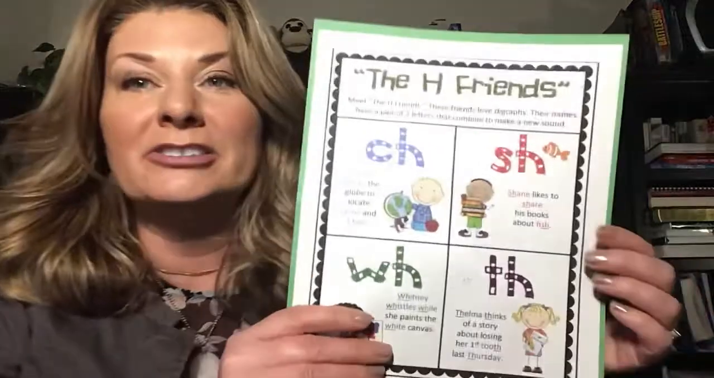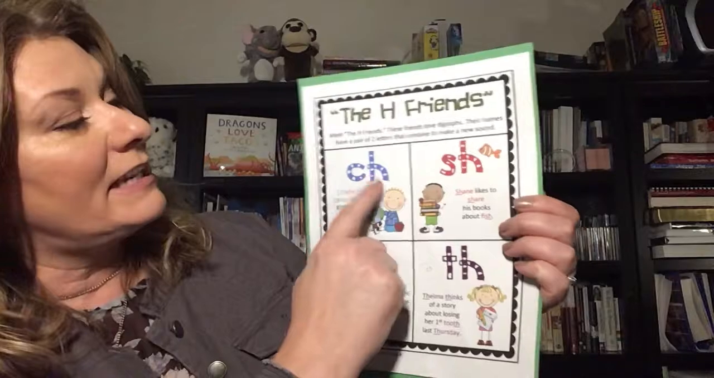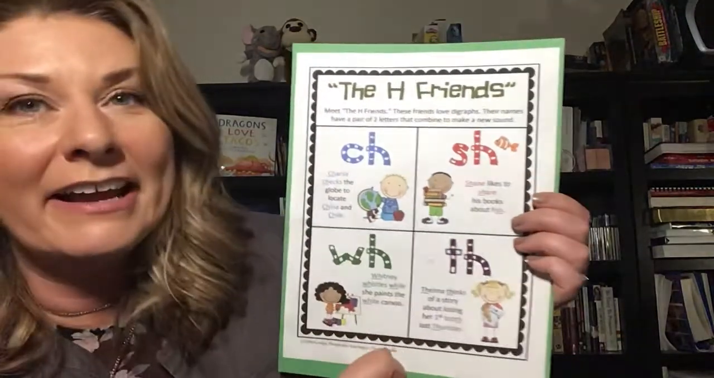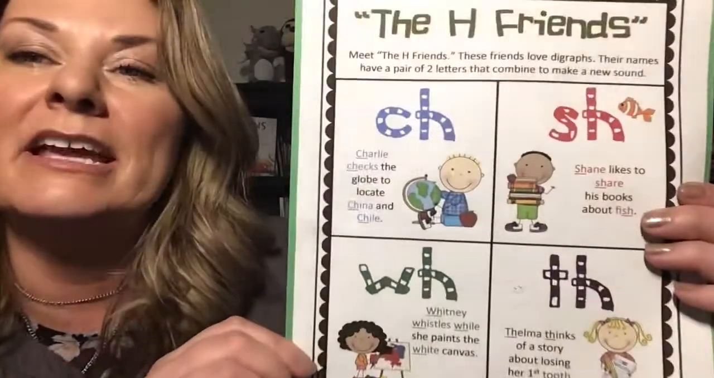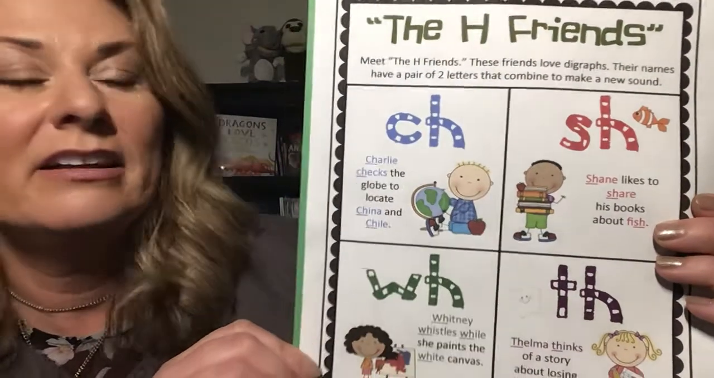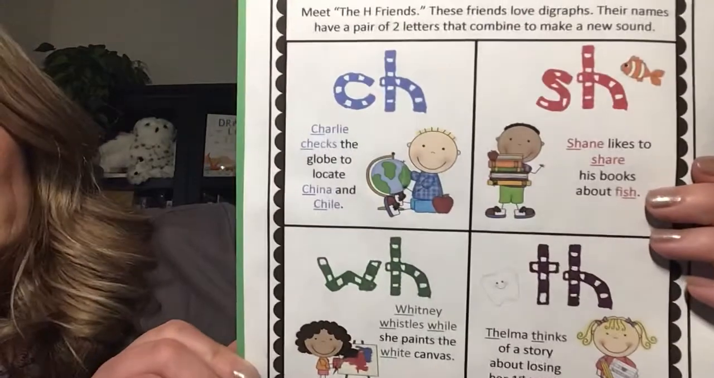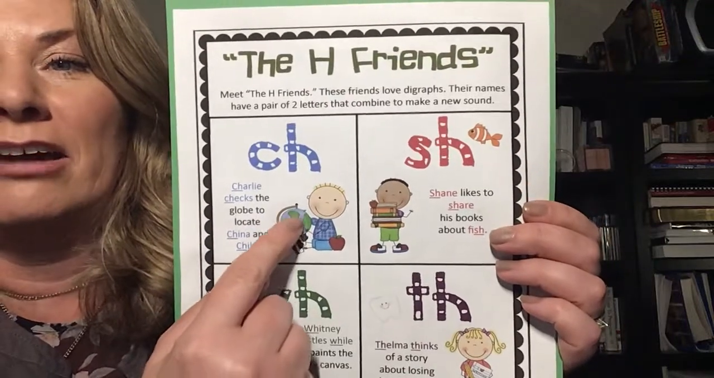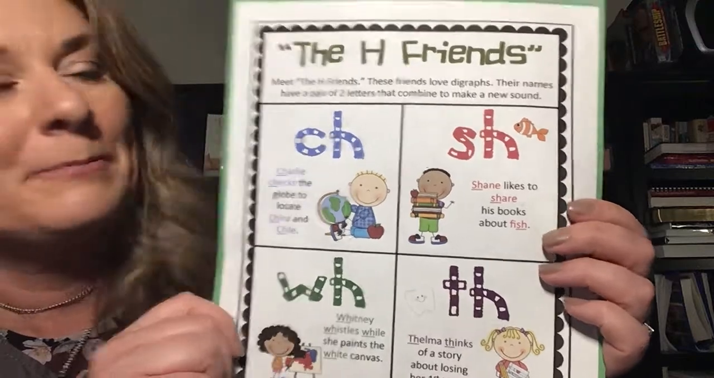So now I'd like you to make some friends. These are called the H friends. Notice how the CH, the SH, the WH, and the TH, they all have the letter H in them. Okay, let's meet Charlie. Everybody say Charlie. It says, Charlie checks the globe to locate China and Chile. China and Chile are way far away from us, and he's trying to find those countries on the globe.